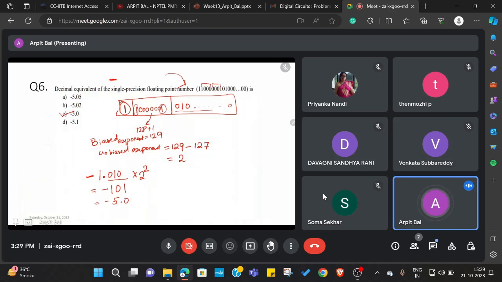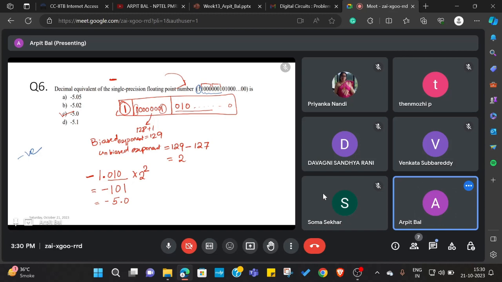Similarly, we are given the single precision floating point number representation, and we have to figure out its decimal equivalent. We will see the sign bit first. It is 1. It means the number is going to be negative. Next we pick the 8 bits. That is going to be our biased exponent.